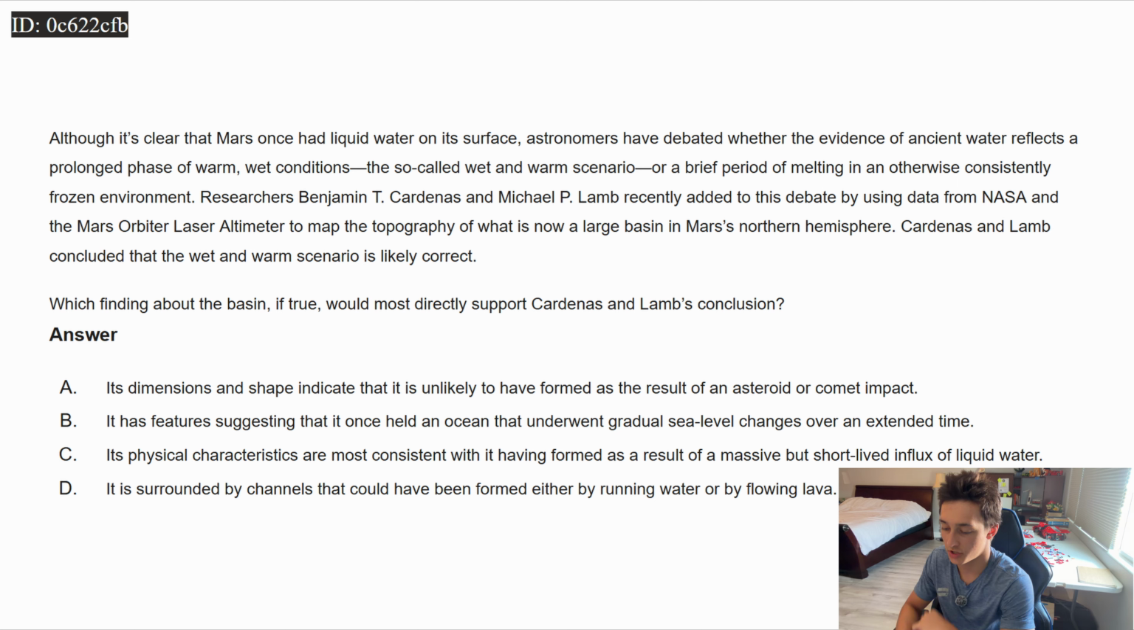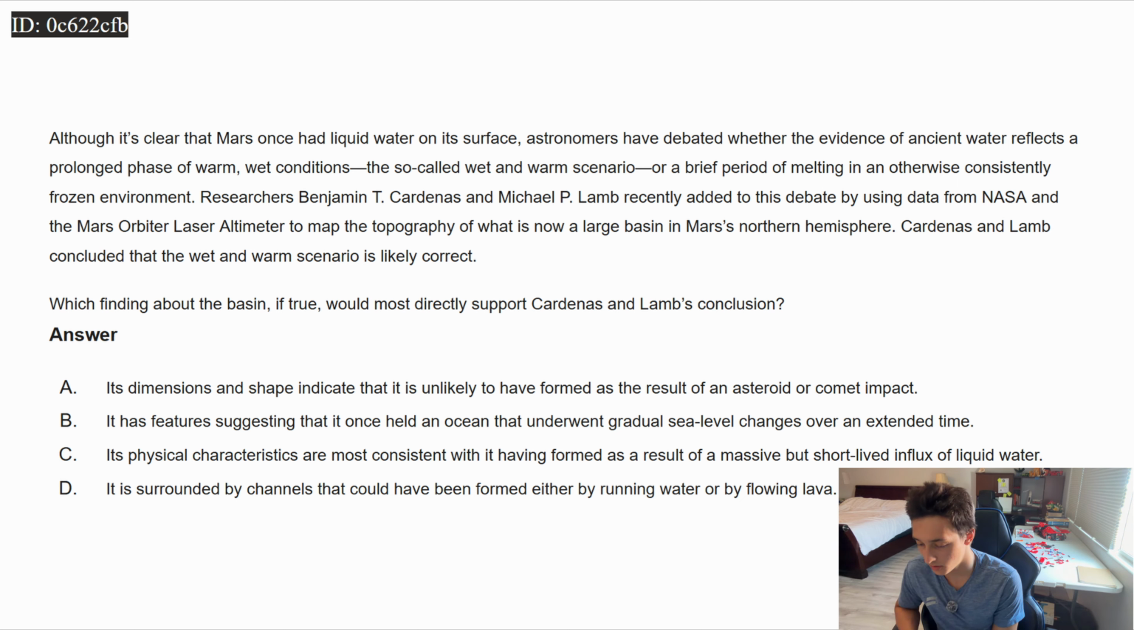Its dimensions and shape indicate that it is unlikely to have formed as the result of an asteroid or comet impact. That's not talking about the wet and warm scenario. It has features suggesting that it once held an ocean that underwent gradual sea level changes over an extended time. Okay, so gradual sea level changes are supportive of the wet and warm scenario because it's a prolonged phase. If it's a gradual sea level change, that's prolonged. And so I really like B here.